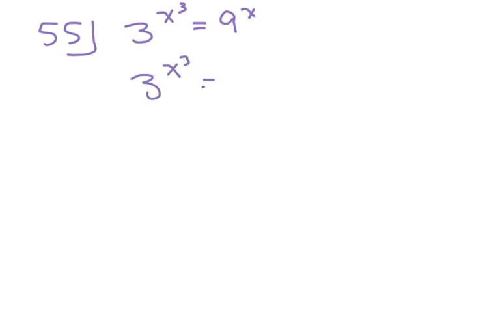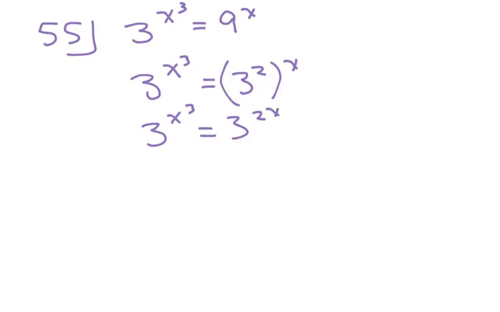55 is 3 to the x cubed equals 9 to the x. So the way I'm going to write this is 3 to the x cubed, so I want to have the same base, so 3 squared to the x. Now, which equals 3 to the x cubed, which equals 3 to the 2x.